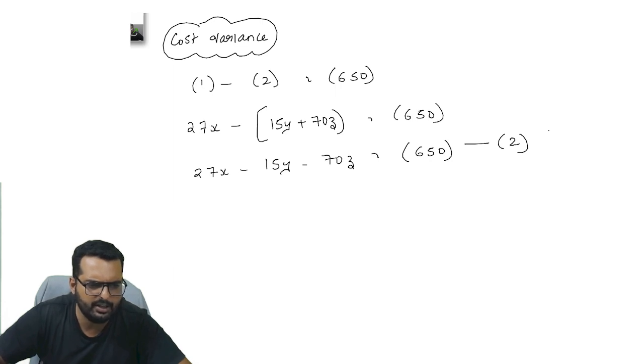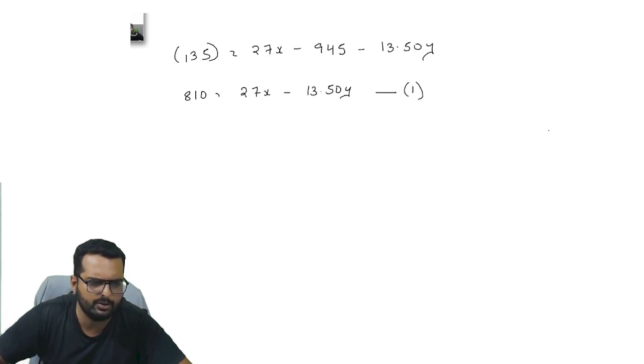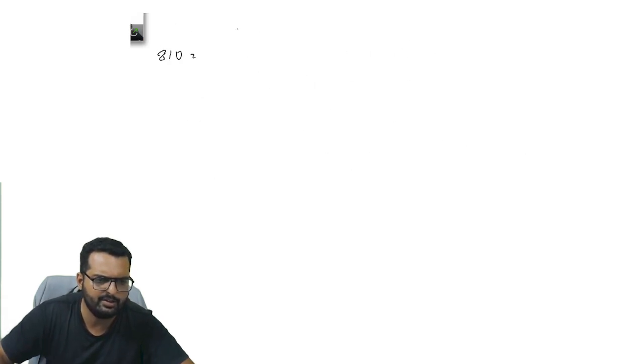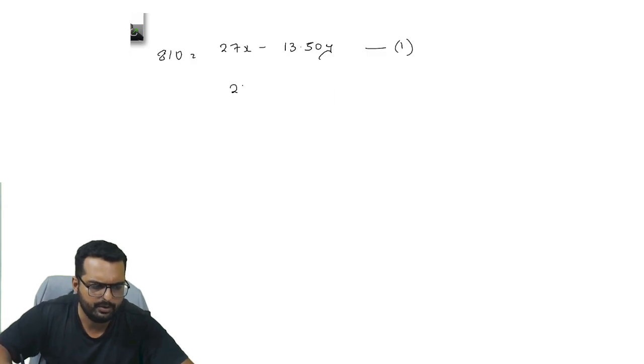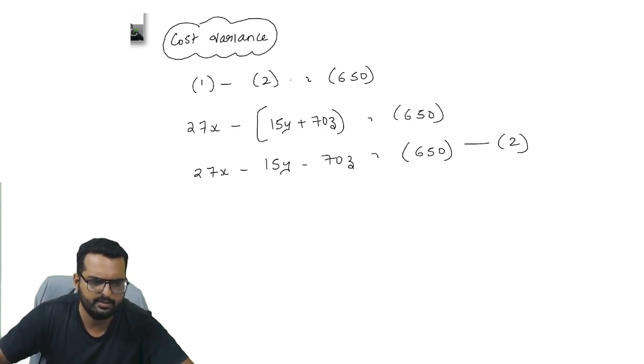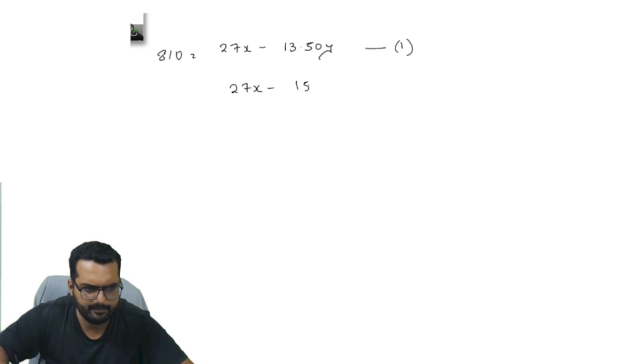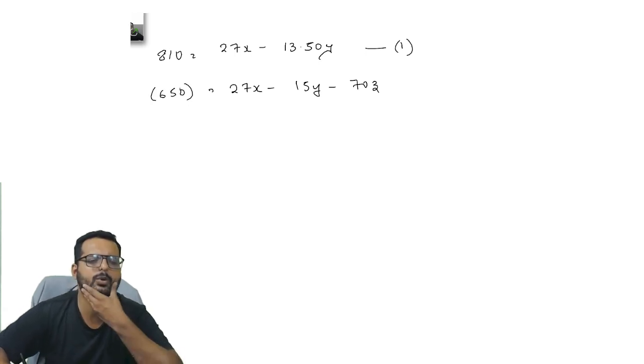So we are getting equation 1 was what? 810 is equal to 27x minus 13.50y. This is equation number 1. And equation 2 is what? 27x minus 15y minus 70z is equal to minus 650. Beautiful.